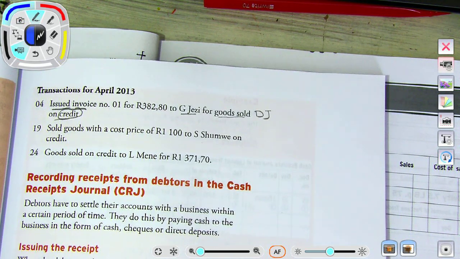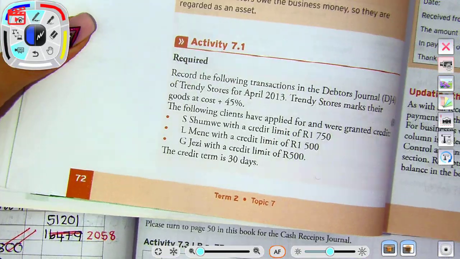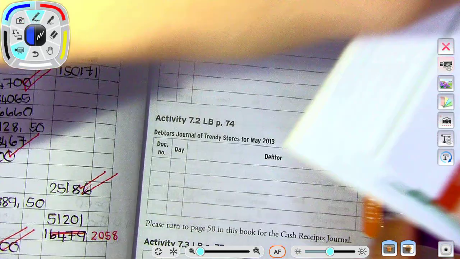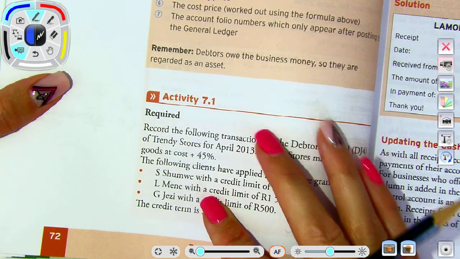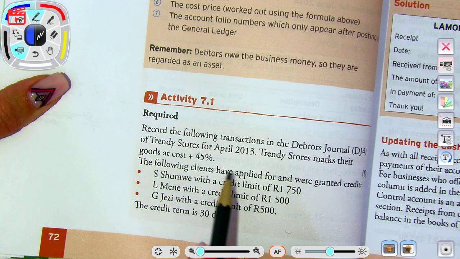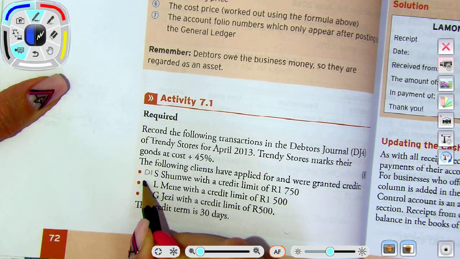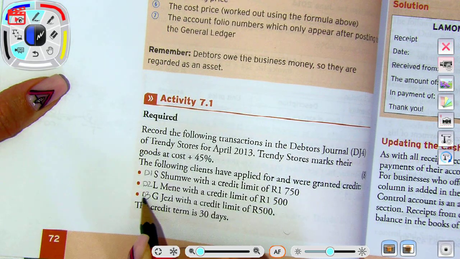Just a quick note for you. Can you see they haven't told us who is D1, D2, and D3. So whenever they give you this balance or this list of who your debtors are, whatever order it is in, you just assume D1, D2, D3.